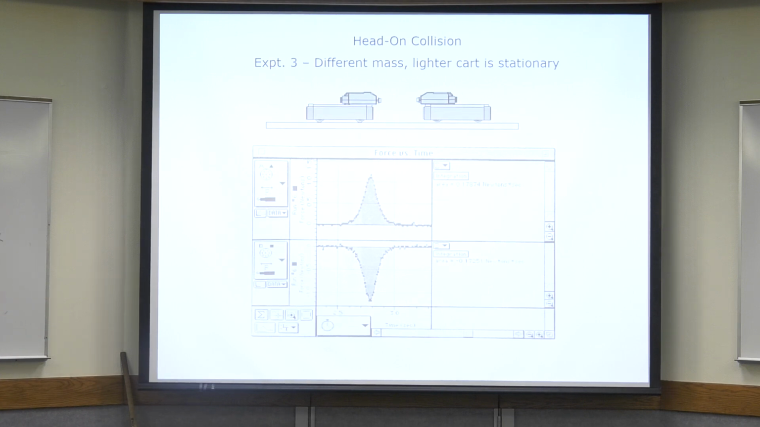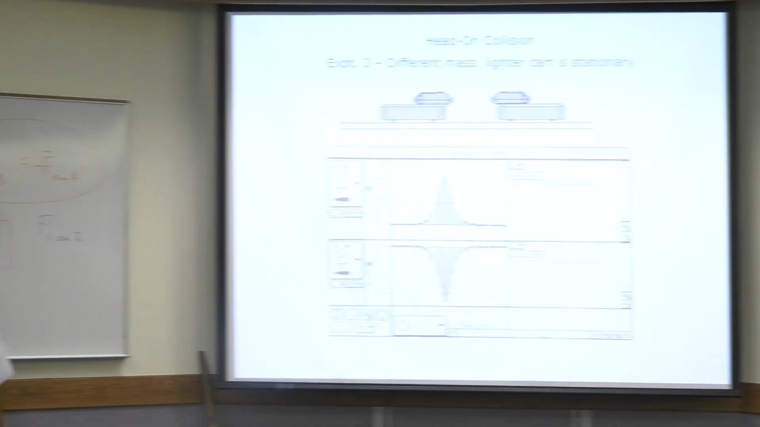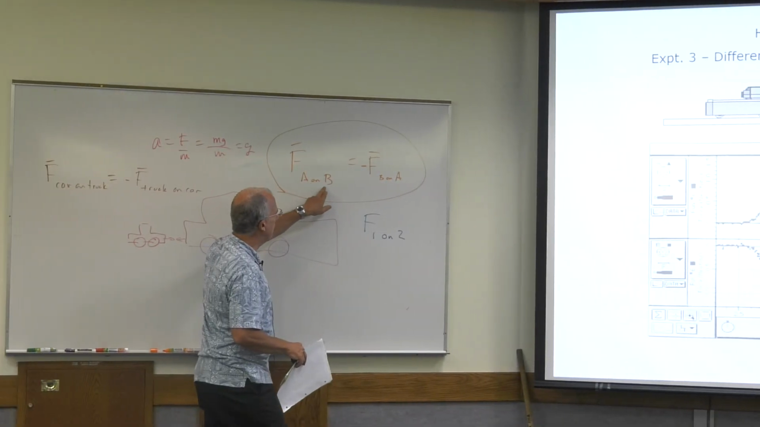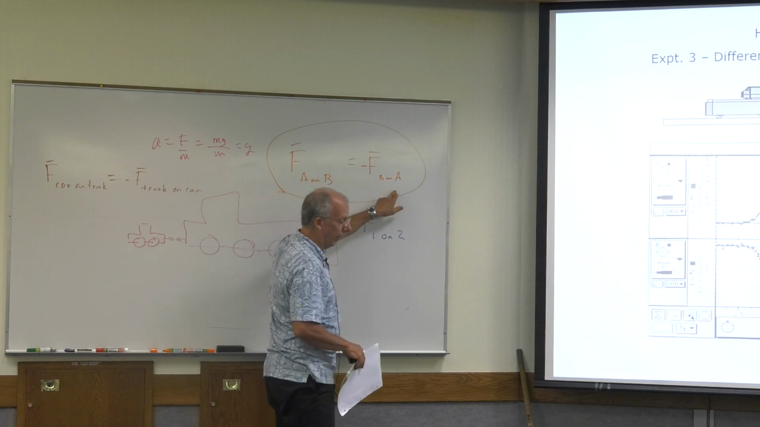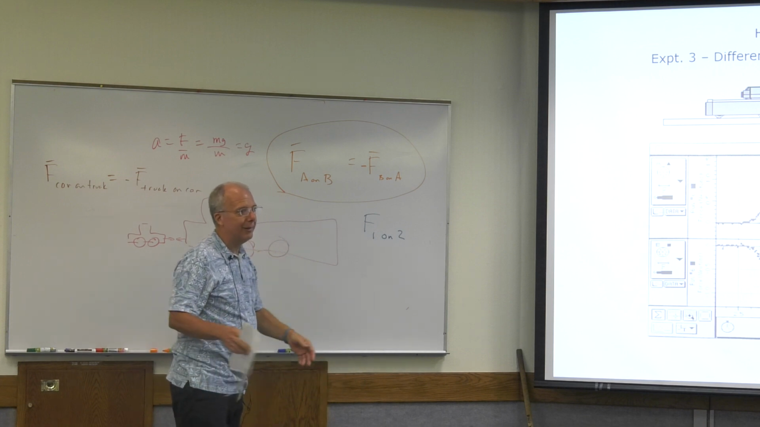This is for all forces. It's not just for contact forces, it's for non-contact forces as well, like gravity. Gravity is not a contact force. So it's for all forces. Here is Newton's third law: forces always come in pairs, and the force that object A exerts on object B is equal to minus the force object B exerts on object A. That's all there is to it.